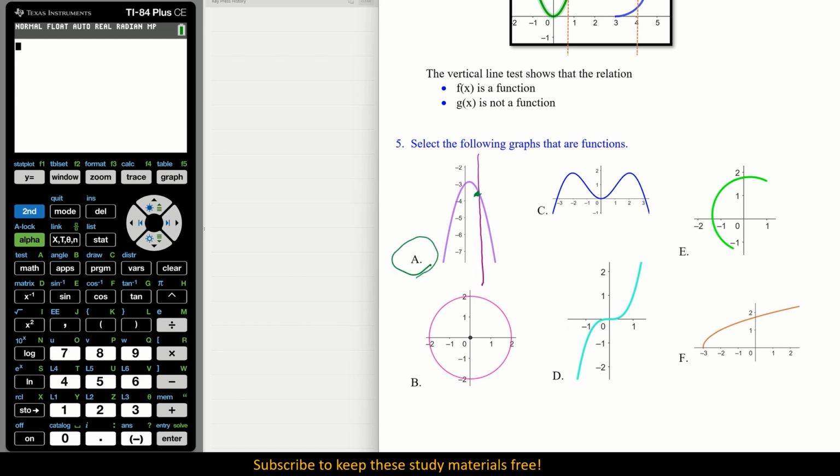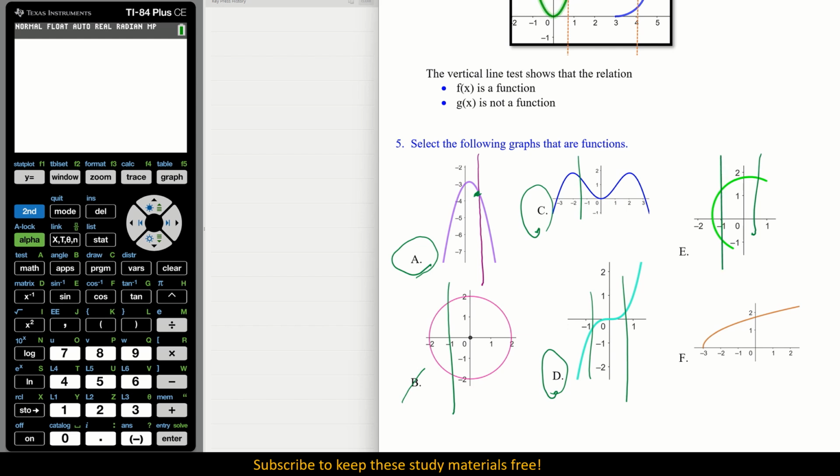Therefore, A is a function. Well, C is a function, but let's look at B. Nope, not a function, so we can't select B. And let's look at D. No matter where we draw a vertical line, it passes the test. E, however, it passes the test here, but it doesn't pass the test there.